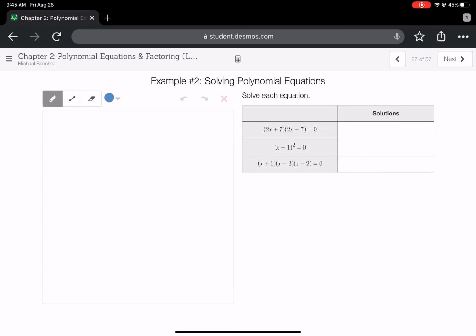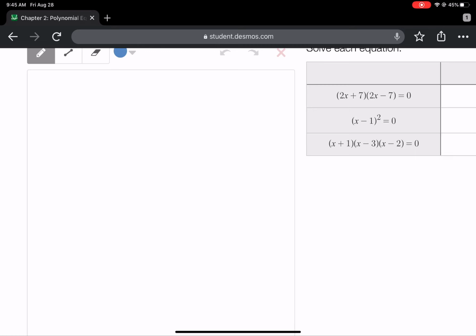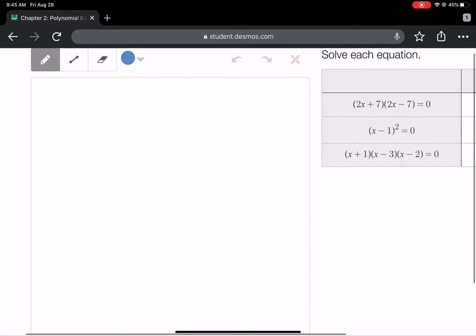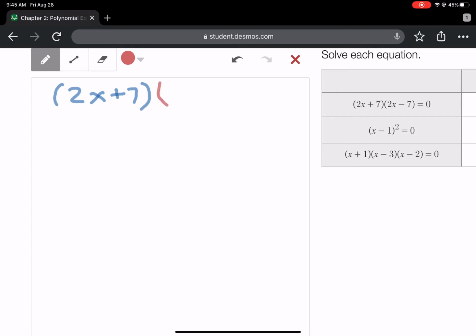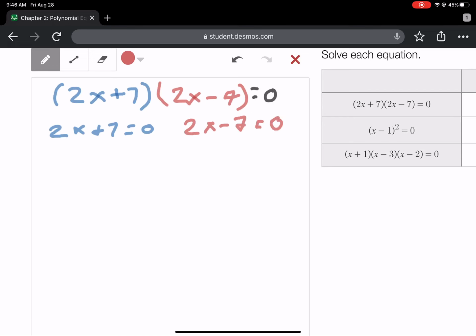All right, example 2. Okay, we have solving polynomial equations, similar, right? But these are now multiple steps. Okay, so if I have my first one, I have 2x plus 7, and I have 2x minus 7 equal to 0. So the same thing goes. I separate my two pieces. 2x plus 7 equals 0, and 2x minus 7 equals 0.